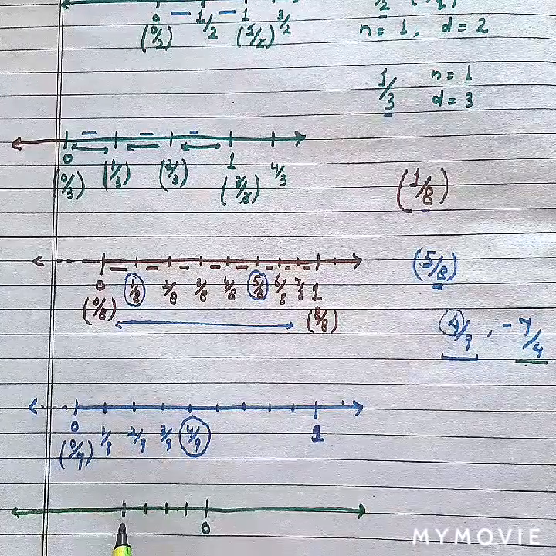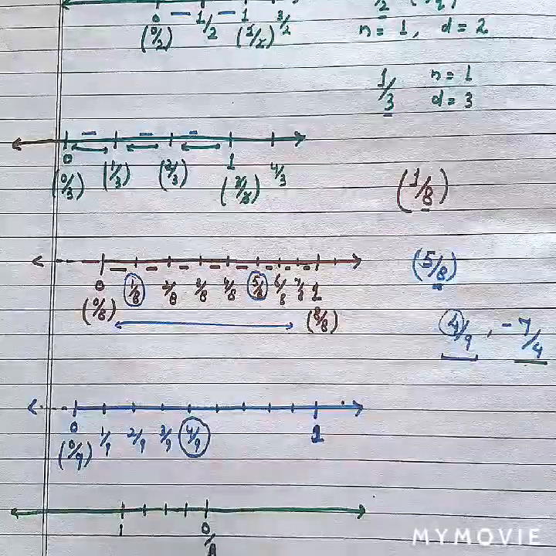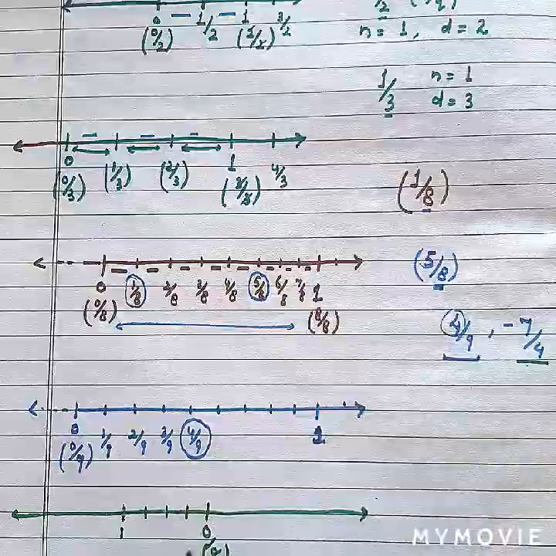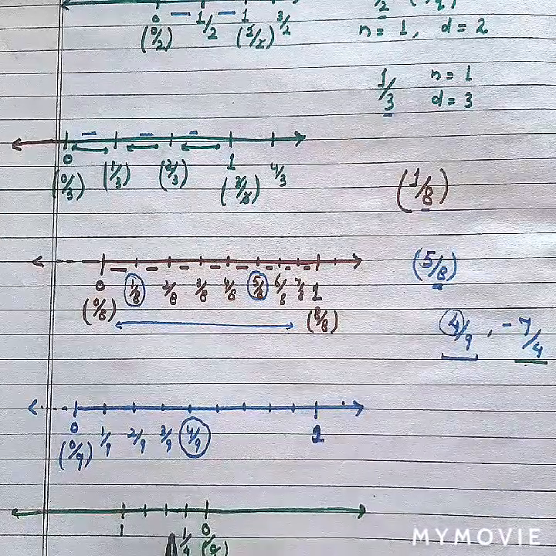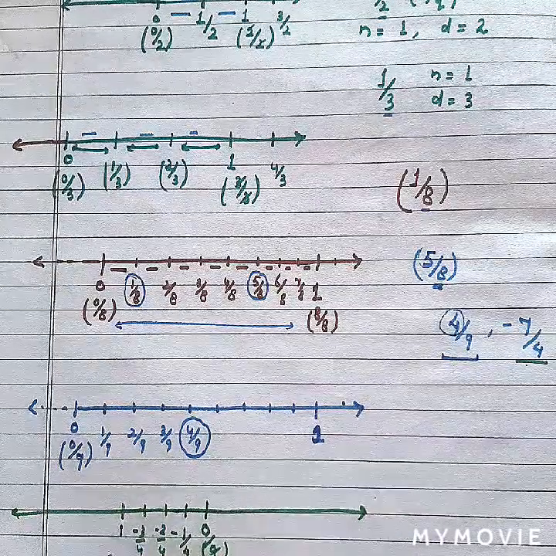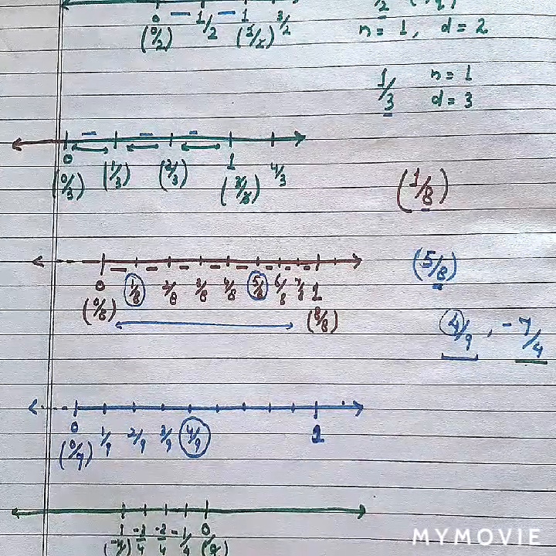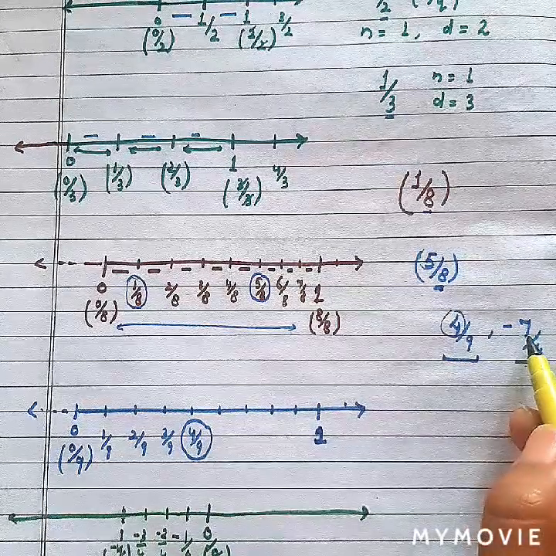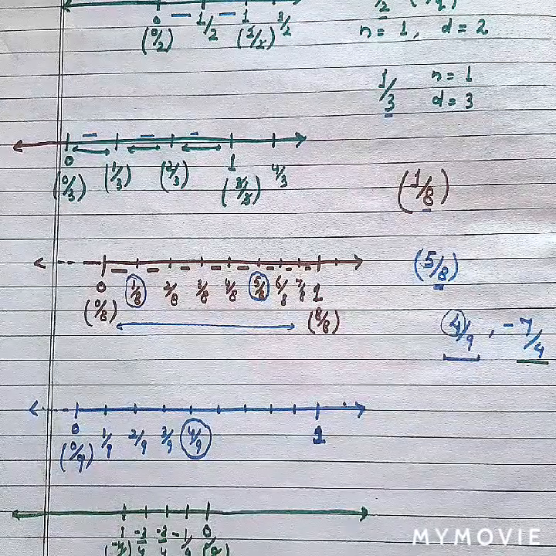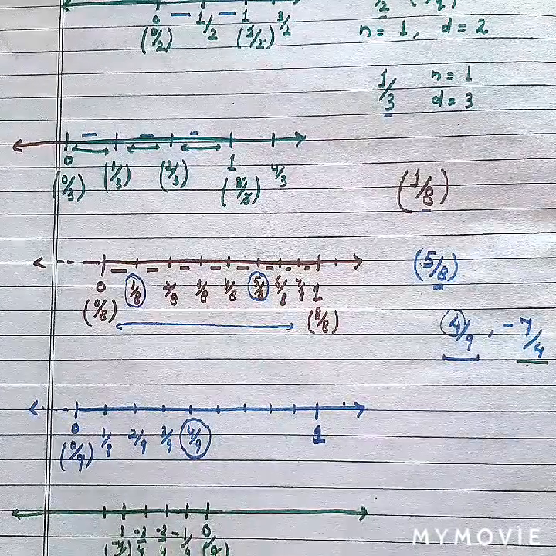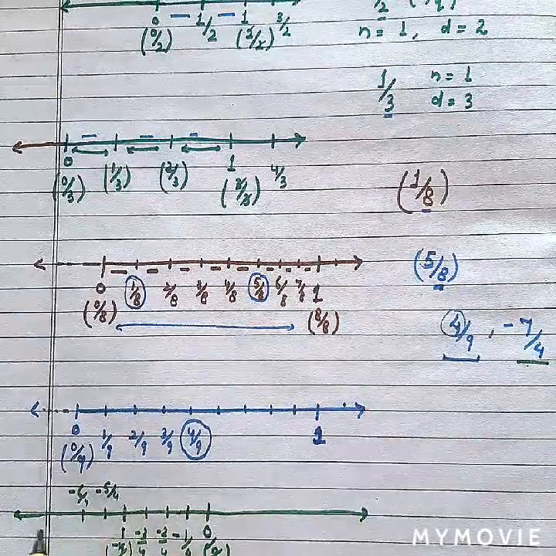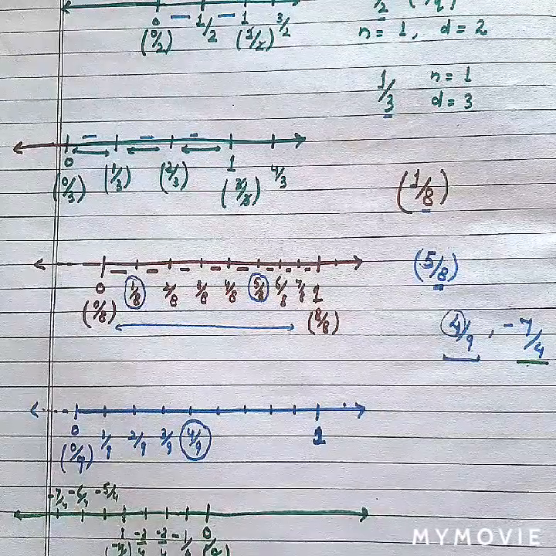This will give us the value 1, and this is 0 upon 4. Then 1 upon 4, minus 1 upon 4, minus 2 upon 4, minus 3 upon 4, and minus 4 upon 4 will give us the value minus 1. But we want to reach up to 7, and we have just reached 4. Then minus 5 upon 4, then minus 6 upon 4, minus 7 upon 4.